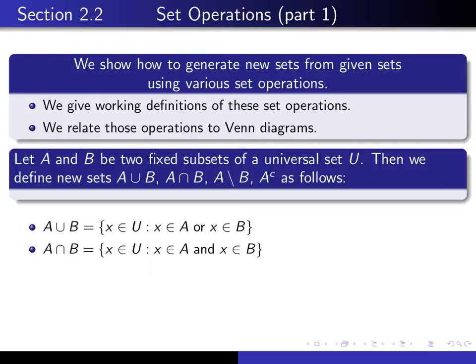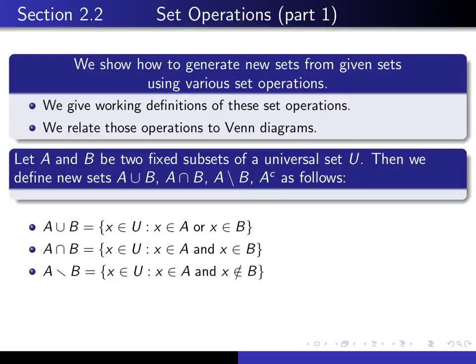This one is called the intersection of A and B, and it's exactly the same definition except we change the word or to and, and that makes an enormous difference. It's the set of all x in the universe such that x is an element of A and an element of B.